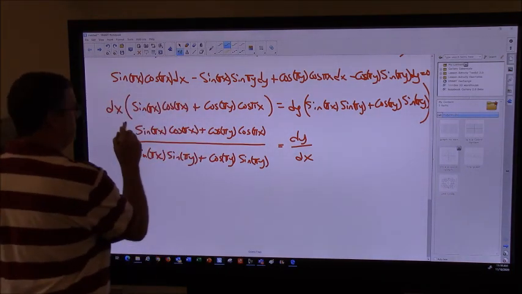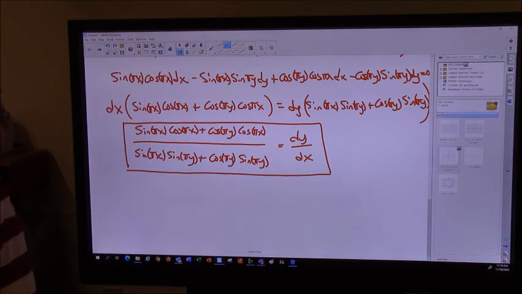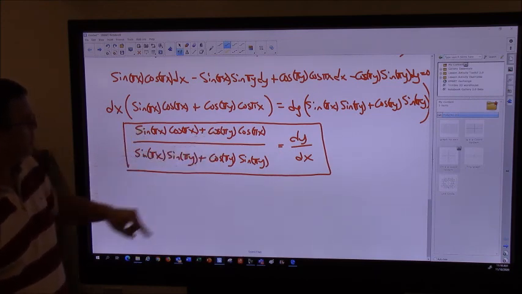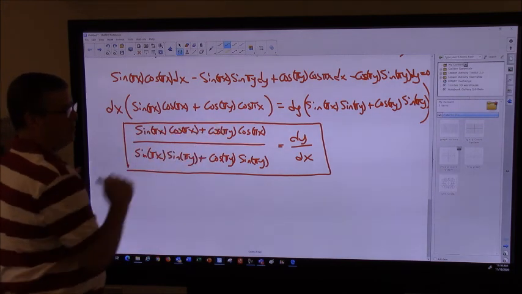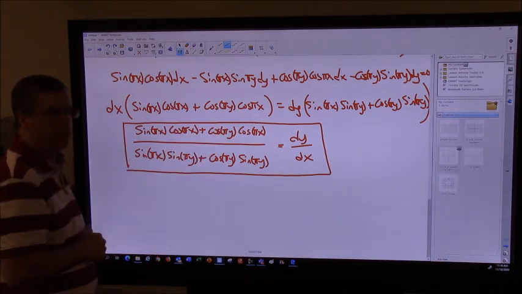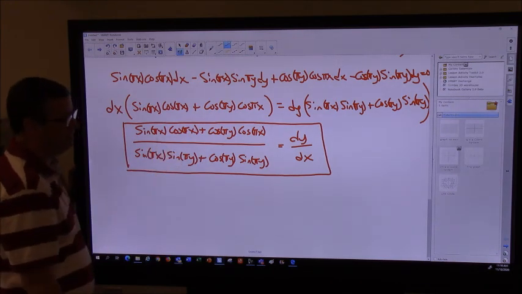There it is. And make sure we don't do this. If you're looking at this and going, can't you cancel these? And these right here? No, because this is part of something that's being added or subtracted to something else. So we can't do that. There is no canceling on this one. That's our final answer.